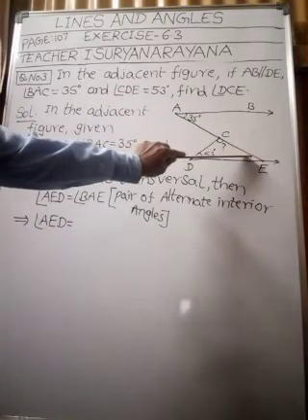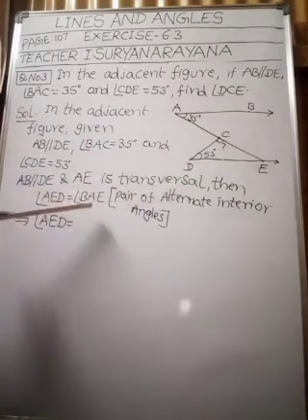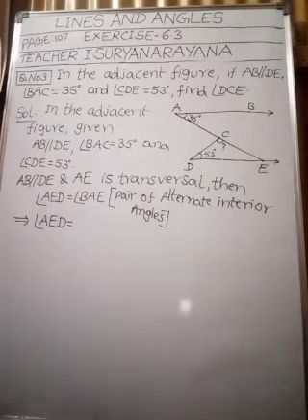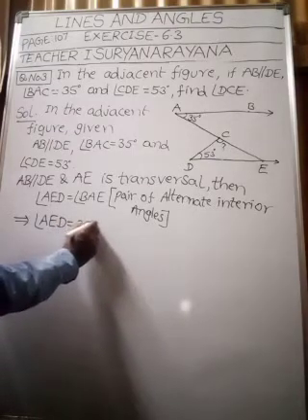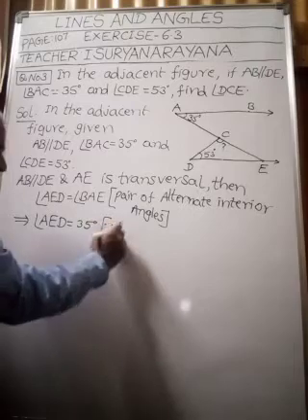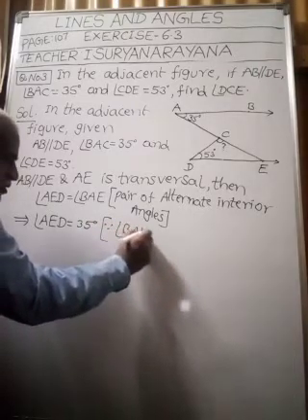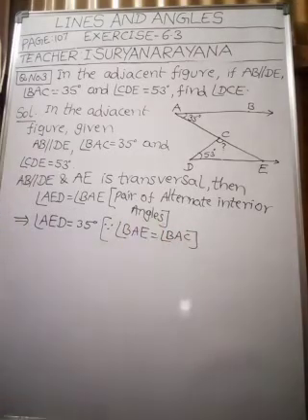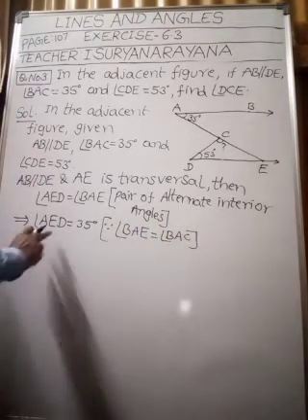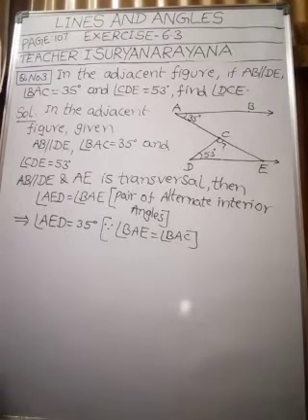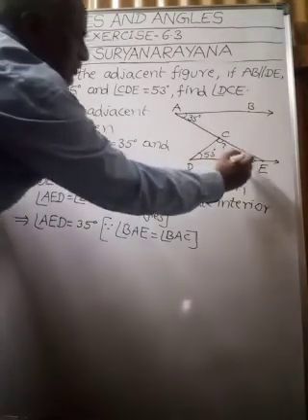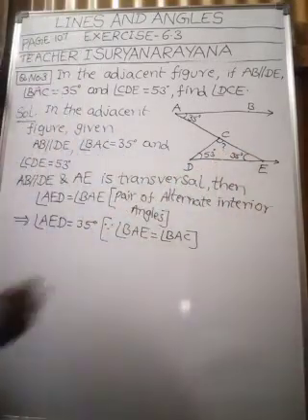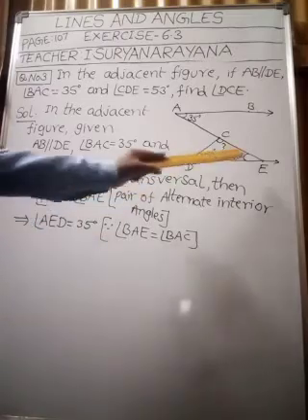We don't know the measurement of this angle, it is equal to angle BAE. Angle BAE is nothing but angle BAC only, that is 35 degrees, because both are the same. Okay, my children, understood this one? Right. So we got angle AED, this angle, that is 35 degrees. We got the measurement of this angle.